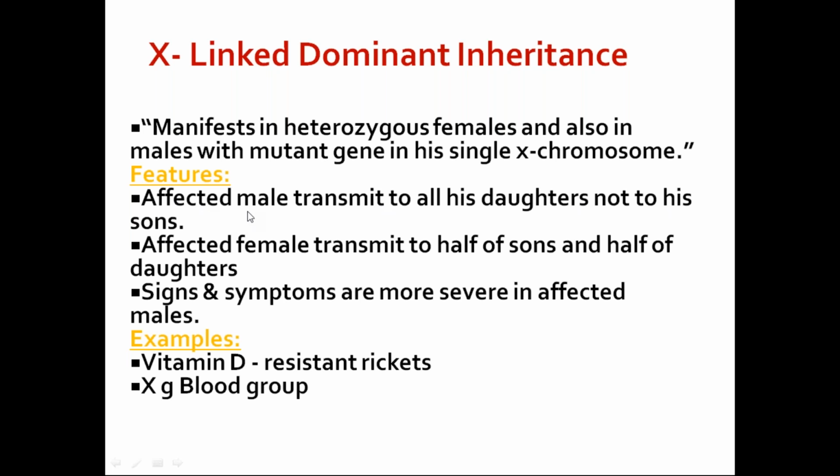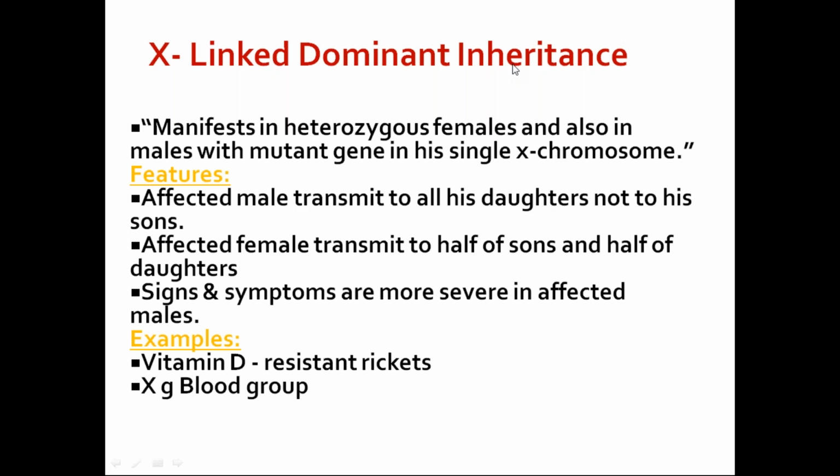Why? Males have a single X chromosome. That's why affected males transmit to the daughters only. An affected female transmits to half of the sons and half of the daughters. If it is an affected female, she has two X chromosomes, so half of the daughters are affected and half of the sons are affected. Signs and symptoms are more severe in the males.